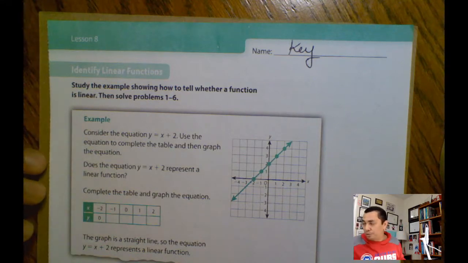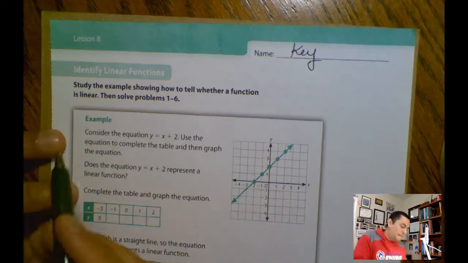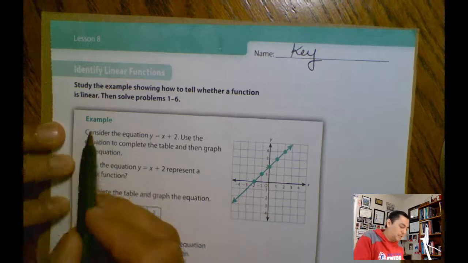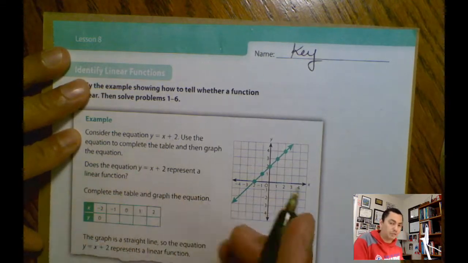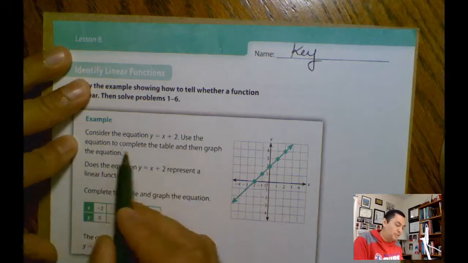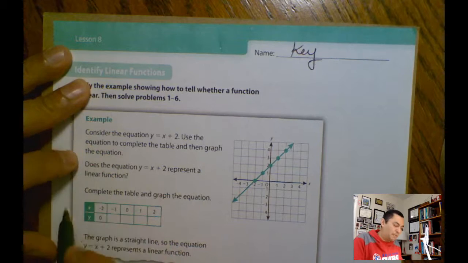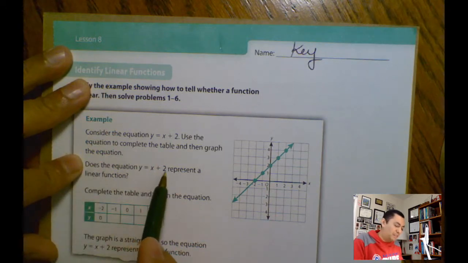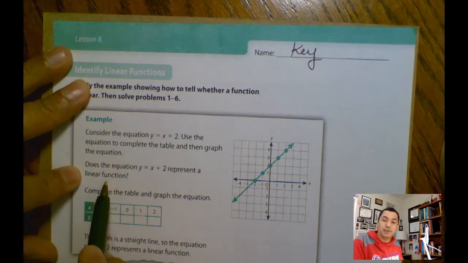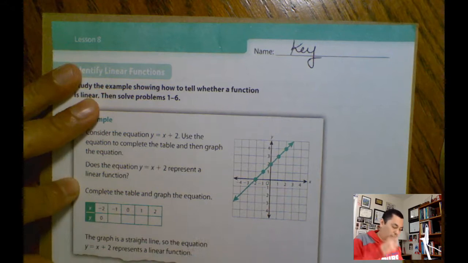So what we are going to do, problem number 1. I have an example. It says, consider the equation y equals x plus 2. That's your equation. Use the equation to complete the table. Then graph the equation. Does the equation y equals x plus 2 represent a linear function? Complete the table and graph the equation.